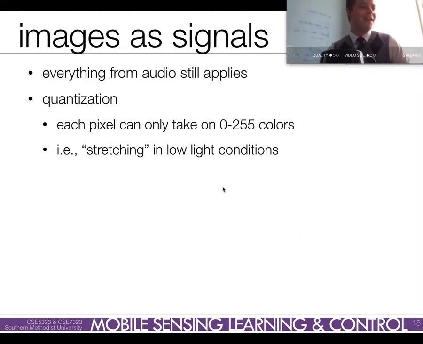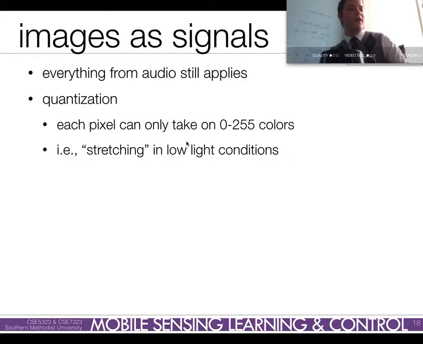It's fine. Everything from audio that we have still applies. So we're gonna be talking about images as signals. Right? So when we were talking about audio, we talked about this thing called quantization, right? Where we couldn't represent a continuous audio value. In the same way here, we can't represent a continuous color value from the sensors, right? So we have to quantize it. Actually, the quantization on each pixel is going to be even more than that. Usually, we're going to come back with 0 to 255. We're talking about 8-bit color, okay?